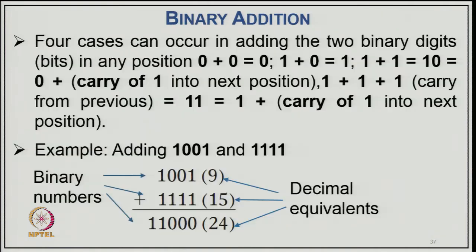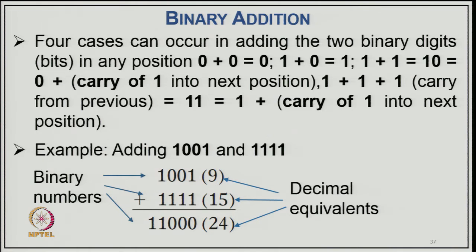Four cases can occur in adding two binary digits in any position. 0 plus 0 is 0, 1 plus 0 is 1, and 1 plus 1 is 10, that is 0 with a carry of 1 into the next position. And 1 plus 1 plus a carry from the previous position is 11, that is 1 with a carry of 1 into the next position.